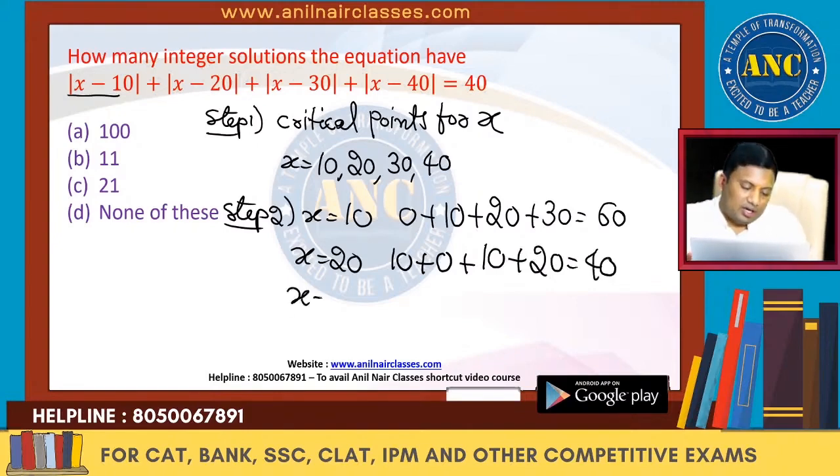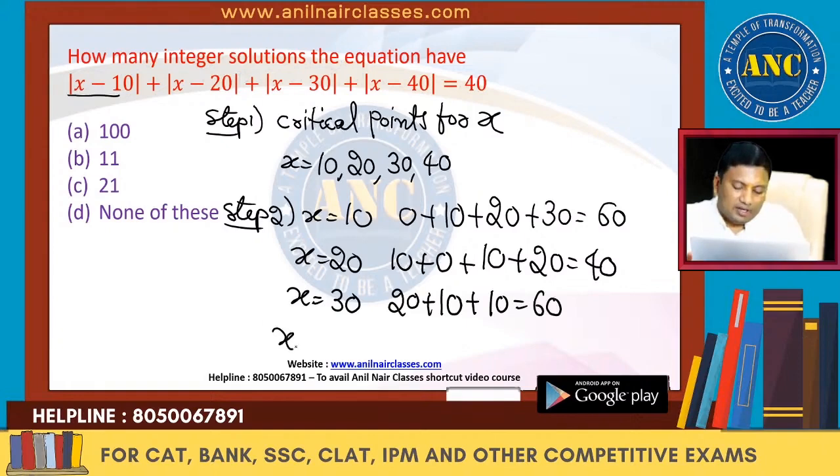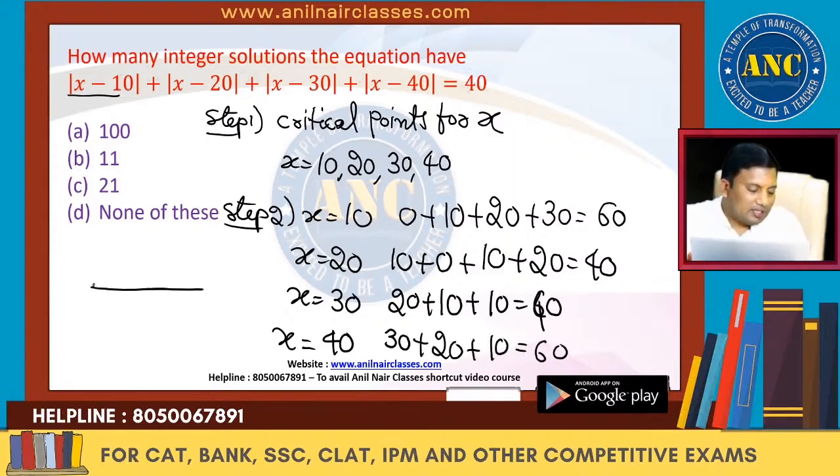If x = 30, this is 20, this is 10, this is 10, and the last is 0. It is nothing but 40. Sorry, for x = 30 the values are 20, 10, 10, 0 and the total is 40. X = 40: it is 30, 20, 10 and 0. It is 60. That means the graph is like this.